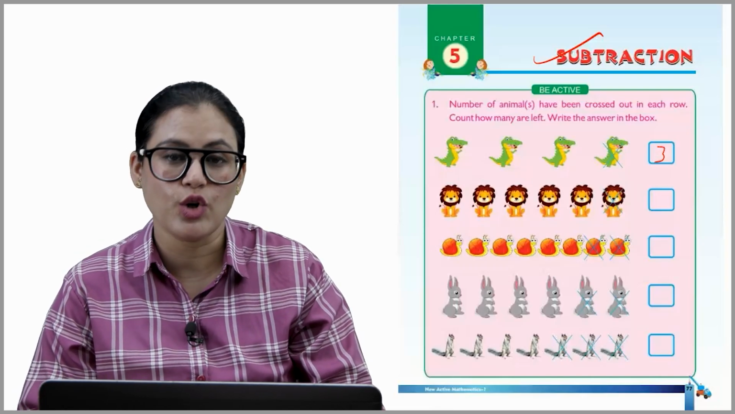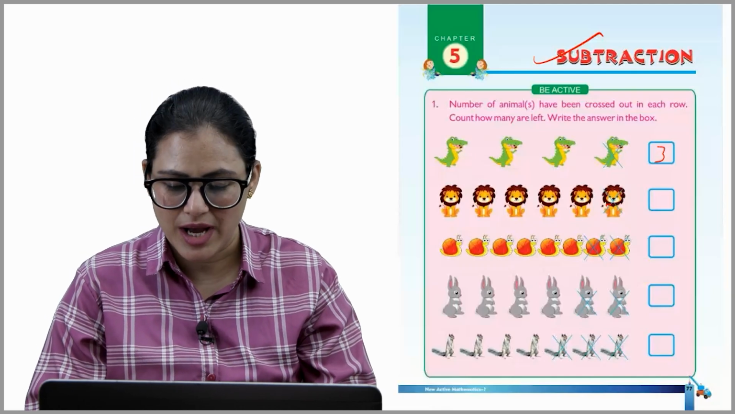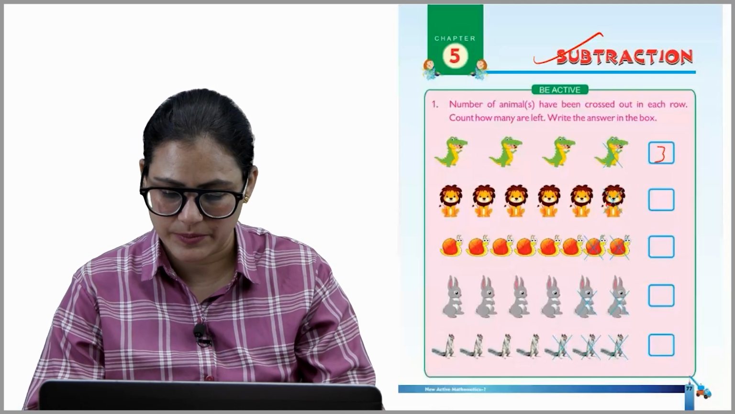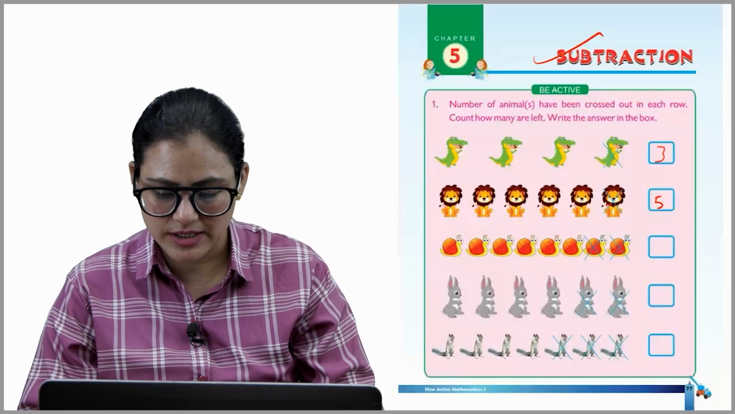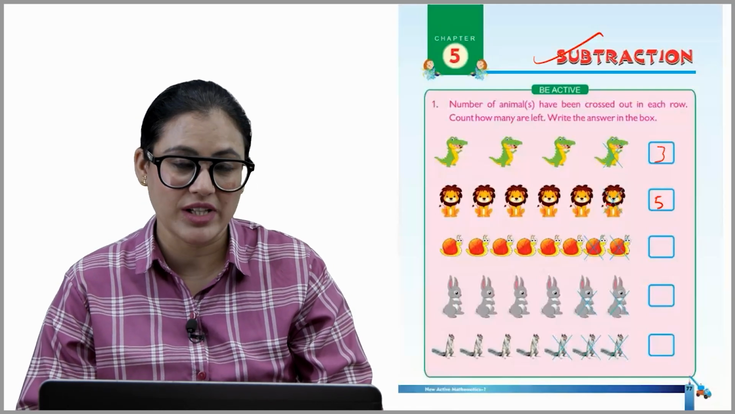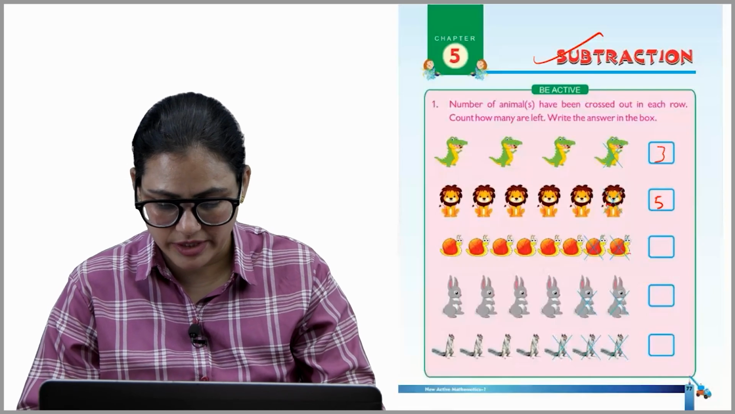Okay. Next, how many animals have been crossed out? Only 1. So we will not count this lion. We will count remaining lions. 1, 2, 3, 4, 5. Similarly, we will not count these 2 snails. We will count the remaining snails. 1, 2, 3, 4, 5, 6.